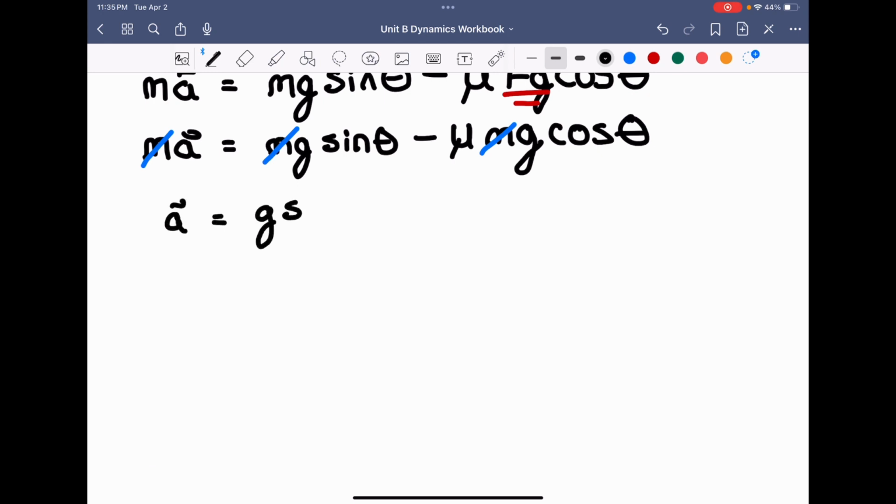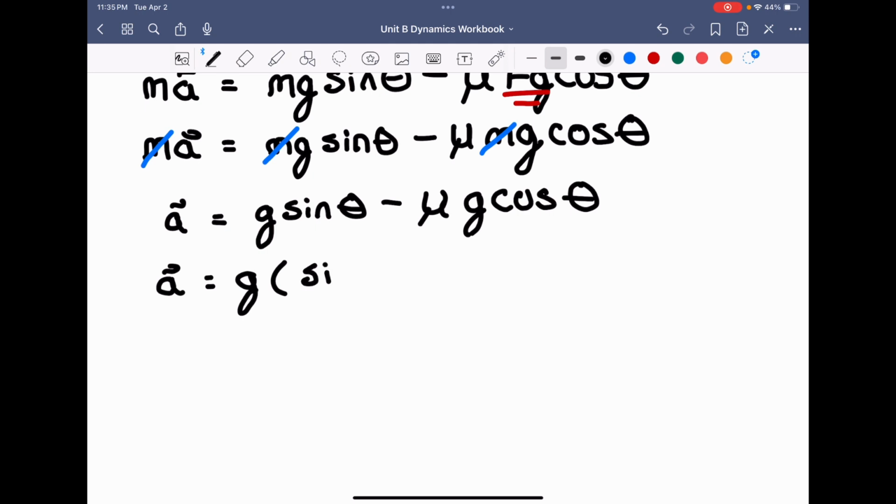Acceleration is therefore equal to g sine theta minus mu g cos theta. Now, just like we did in the previous problem, we see that we have a greatest common factor, or a GCF, of g. So I'm going to take the g out front of the brackets and make this sine theta minus mu cos theta. And now what we're going to do is plug in the numbers.